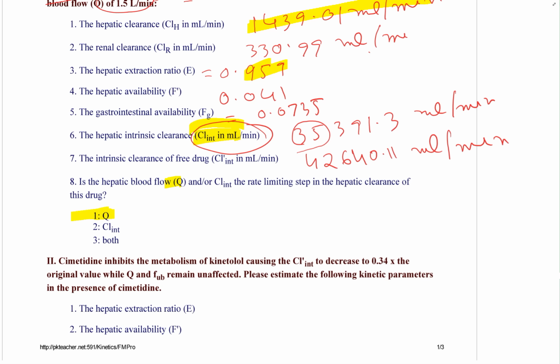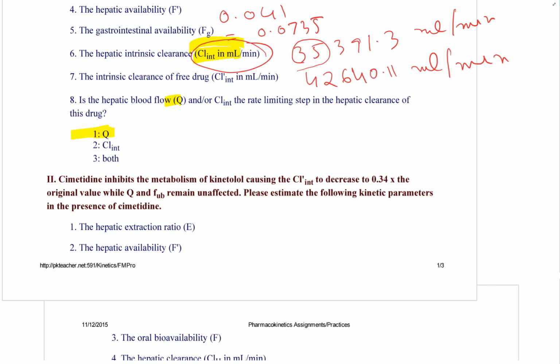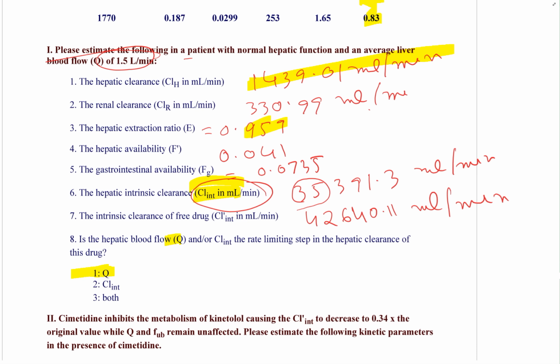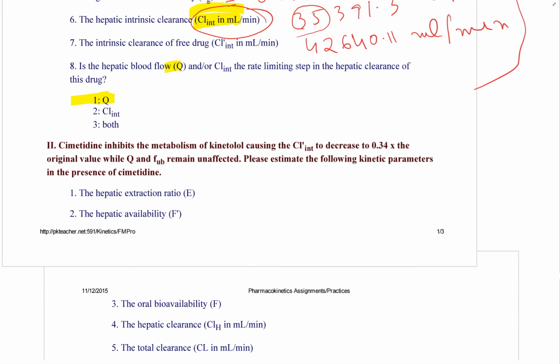Hello, this is part 2 of hepatic clearance. As I have mentioned earlier, you have to use the data of the healthy individual to do the calculation for parts 2 and 3.